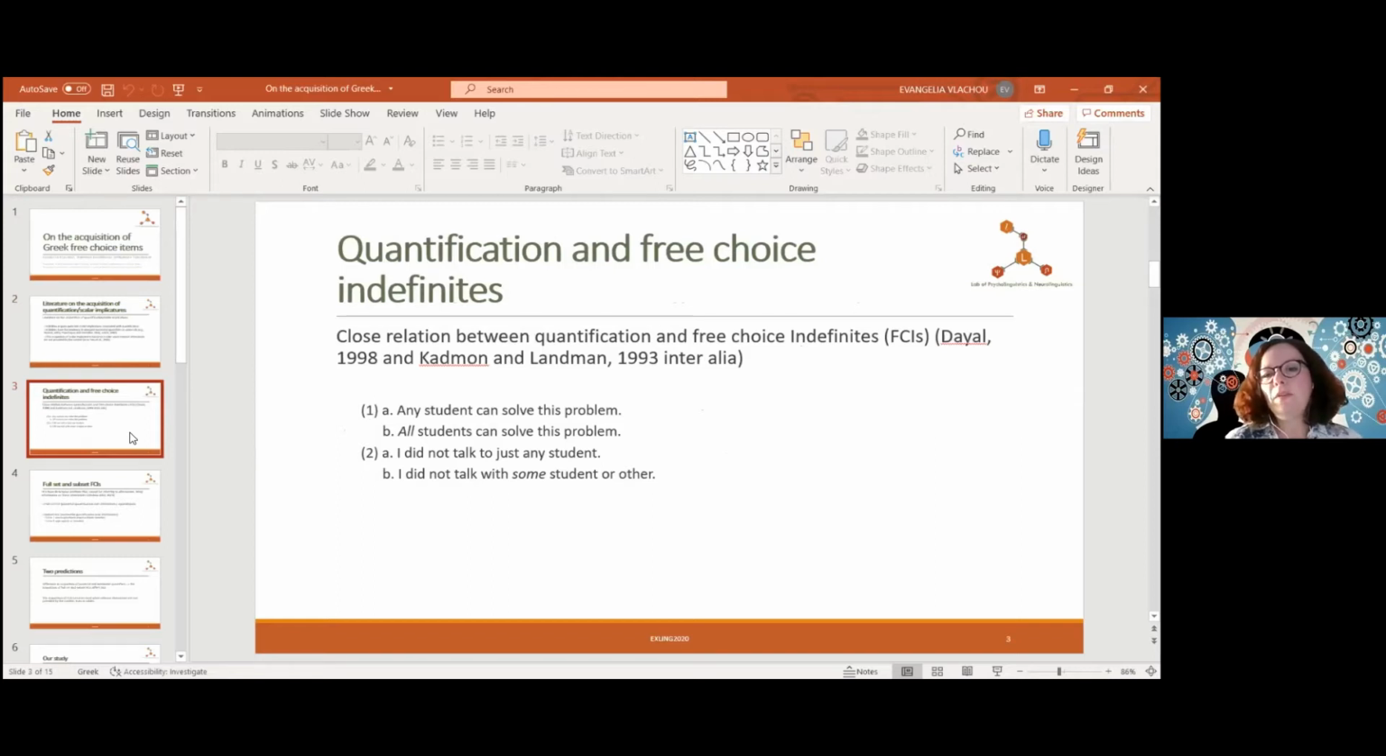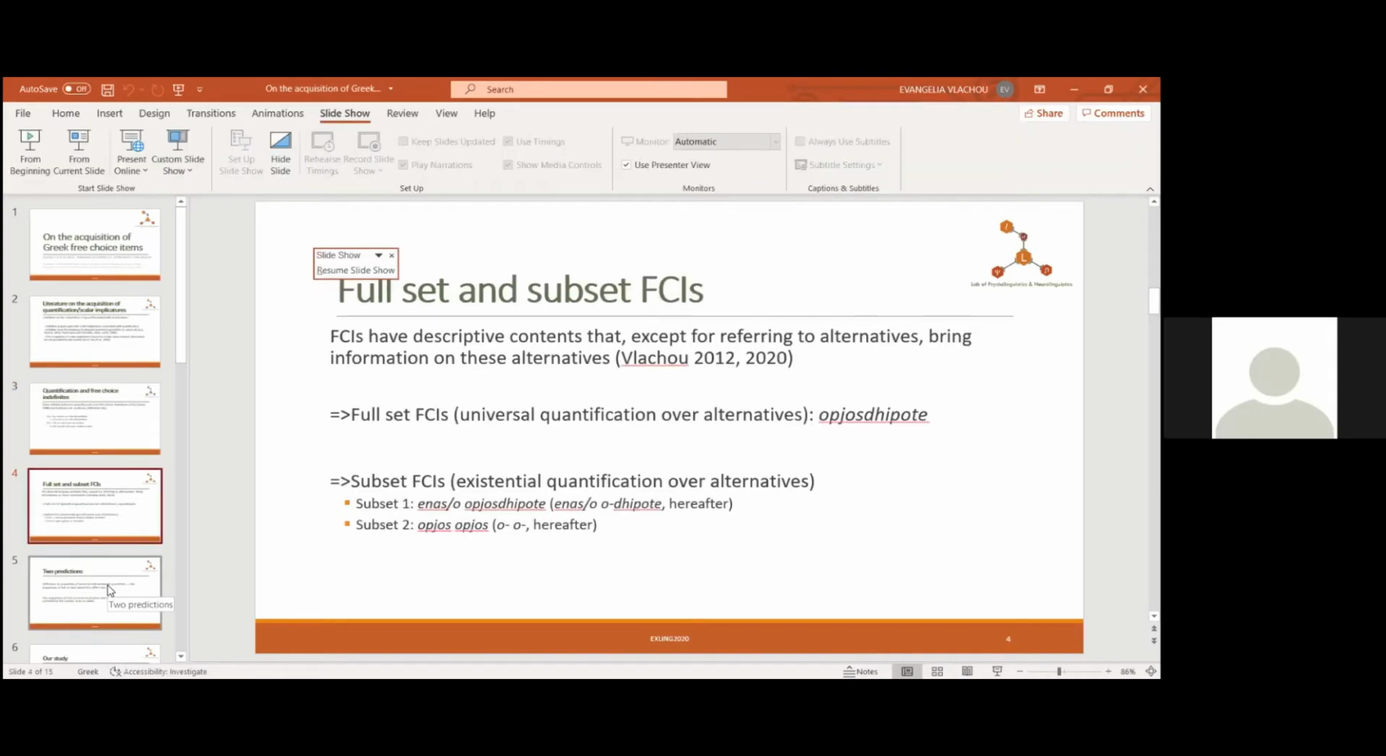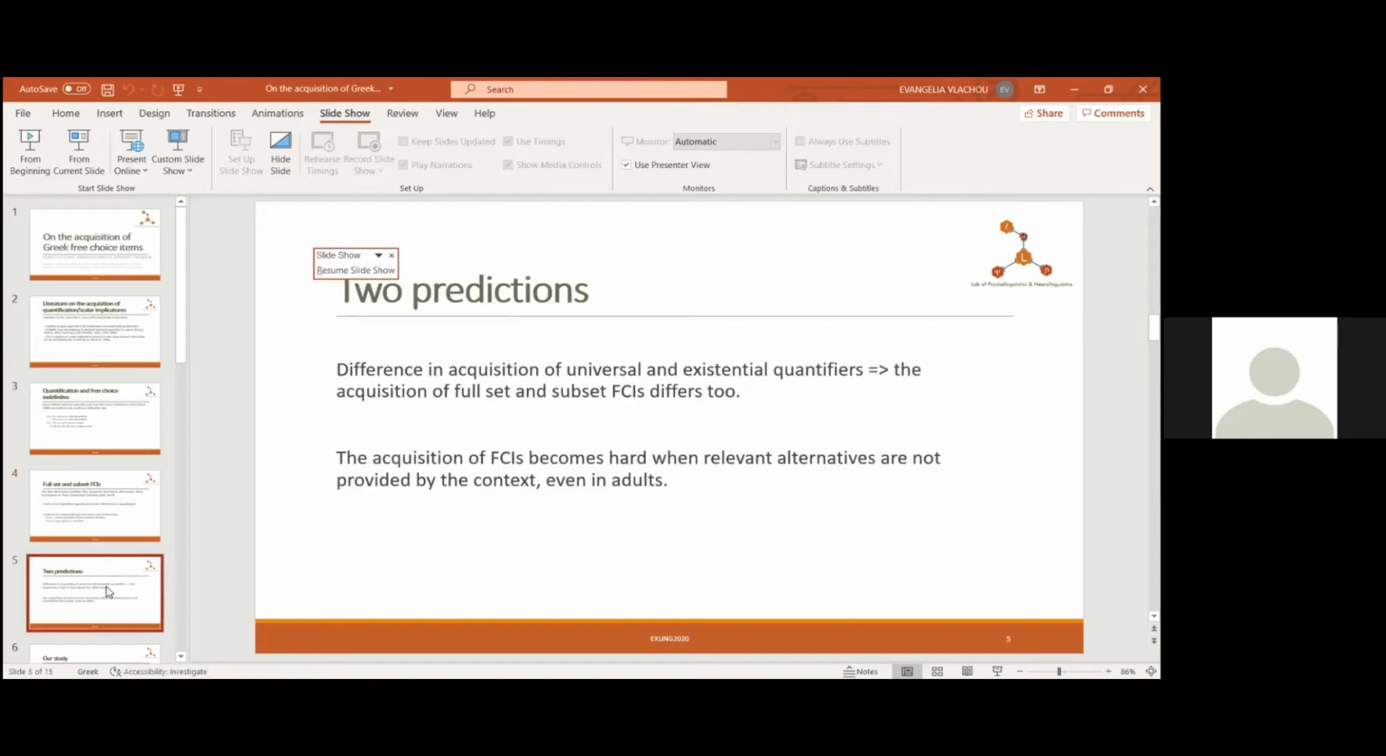The tight relation between quantification and free choice indefinites is famous in the literature on free choice items. See, for instance, Dayal, 1998, and Kratzer and Shimoyama, 1993. As you see in 1 and 2, our famous witness, any, can be paraphrased like a universal. In FCIs, we deal with subset FCIs as a group and compare their acquisition to full set FCIs.